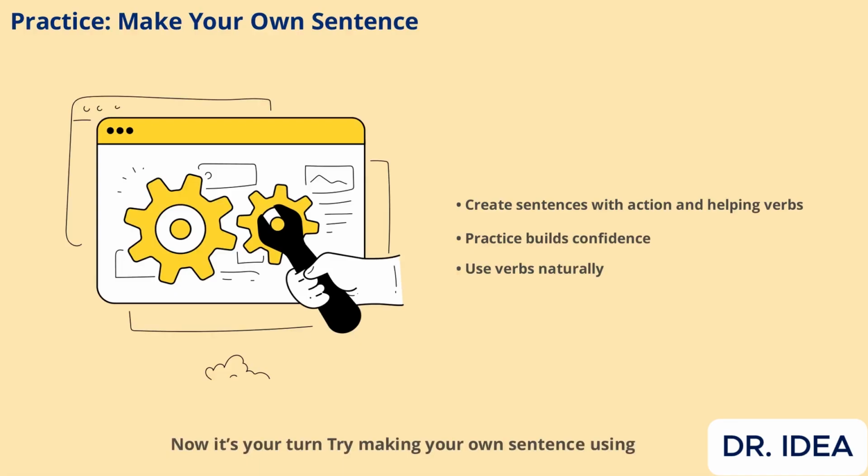Now it's your turn. Try making your own sentence using one action verb and one helping verb. For example, she is running or they have finished. This practice helps you get comfortable using different types of verbs together. The more you practice, the more natural it will feel to use verbs correctly in your own sentences.